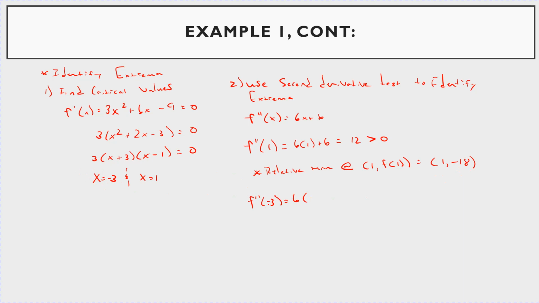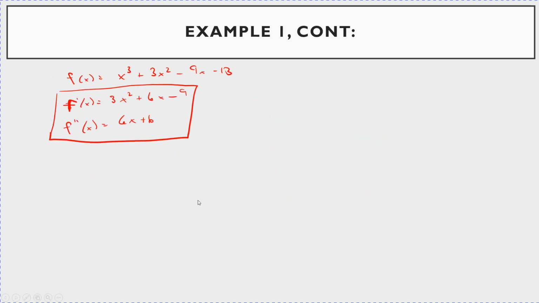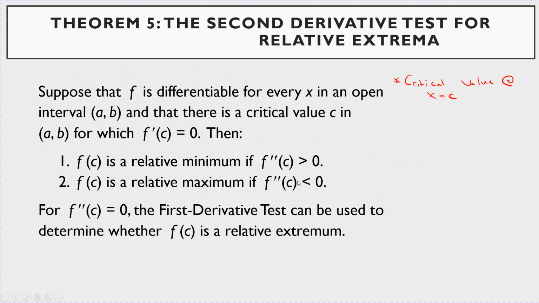So now let's do the same thing with this, okay? You're going to take the value of negative 3 and plug it into the second derivative, right? So this is minus 18 plus 6, which gets me minus 12, which is less than 0. So the sign of the second derivative evaluated at this critical value is negative. It's less than 0. So you found a relative maximum because the second derivative evaluated at the critical value is less than 0. Boom, relative maximum.